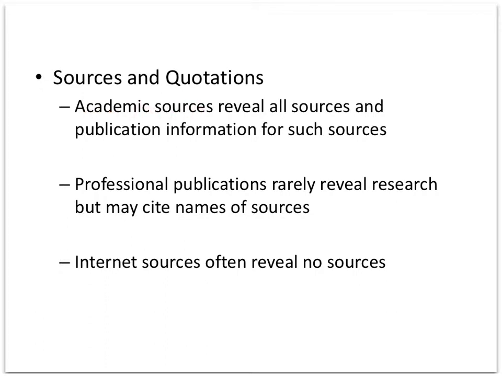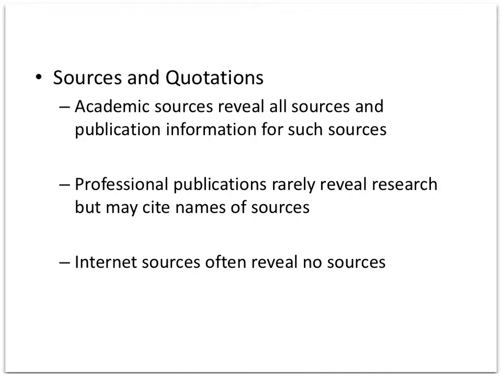Academic sources always reveal all of the research that the author used while writing that source. So we also include publication information in that source information. So at the end of any type of academic source, you will find a works cited page, a bibliography page, a reference page, sometimes combinations of all of those things. The main point is that you can look in that bibliography or works cited page to find all of the research the author used.